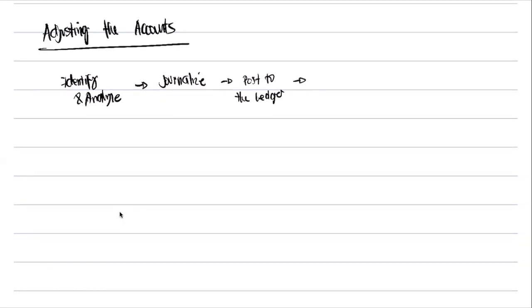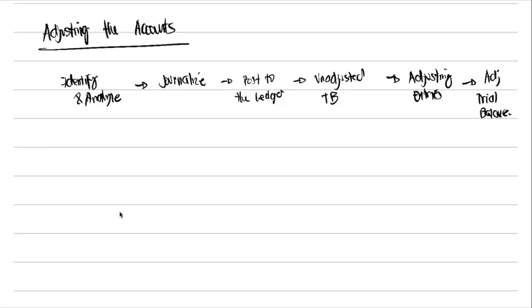And then after posting to the ledger, we can now prepare our unadjusted trial balance. We just said that your unadjusted trial balance is based on the balances of the accounts in your ledger. The next step after your unadjusted trial balance is the preparation of adjusting entries, and then the preparation of the adjusted trial balance. So we start first with your adjusting entries.